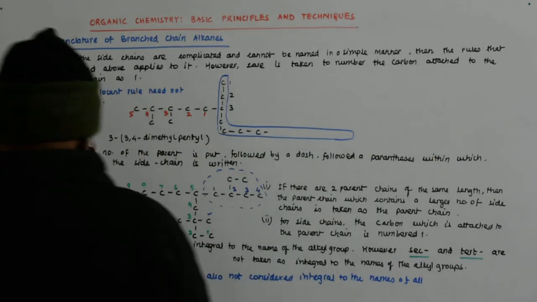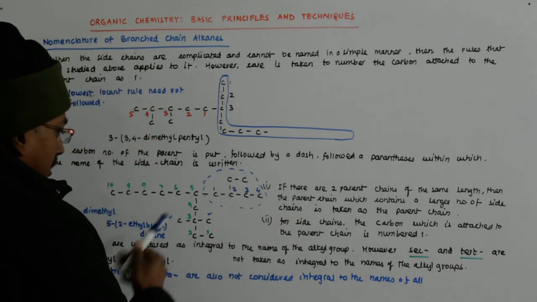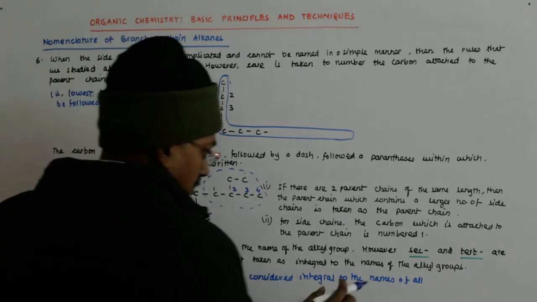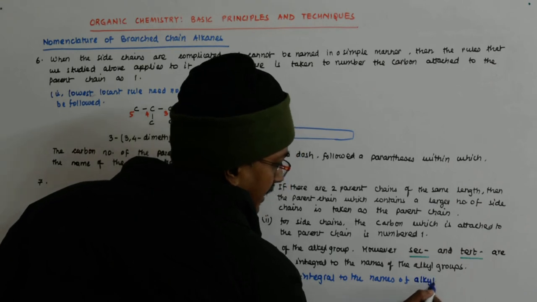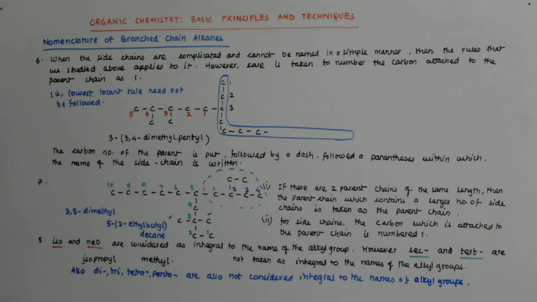Also, the di, tri, tetra, penta and so on are not considered. These prefixes, which tell you how many there are, are not considered integral to the names of the alkyl groups. Okay? Understand? Do we get that?